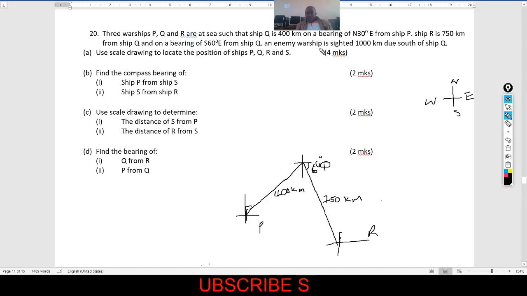An enemy warship is sighted 1,000 kilometers due south of Q. So just straight here, 1,000 kilometers, then we shall have a warship somewhere here. Due south of Q, from Q straight south, you have 1,000 kilometers.